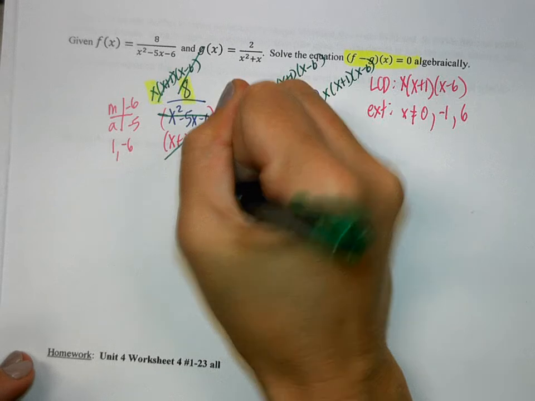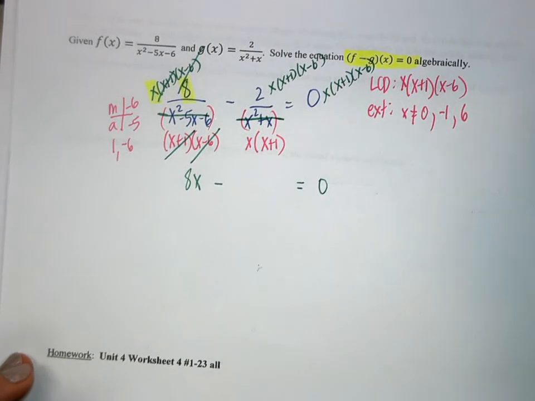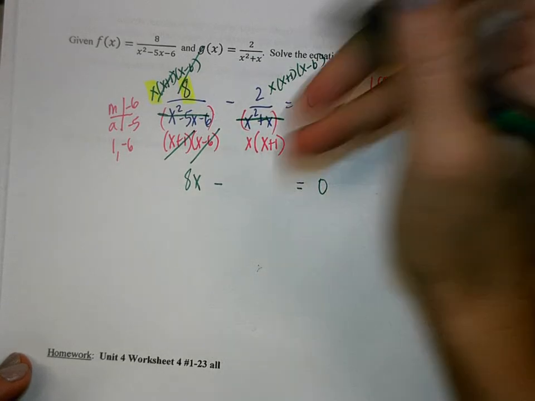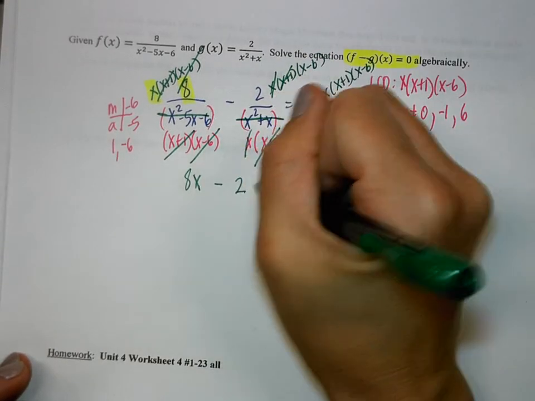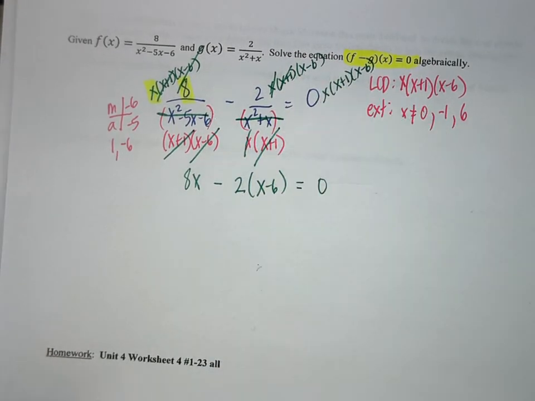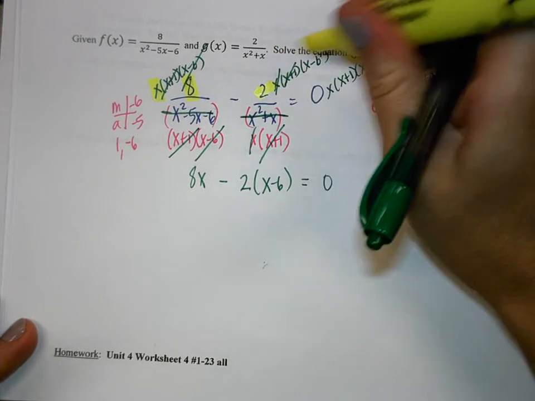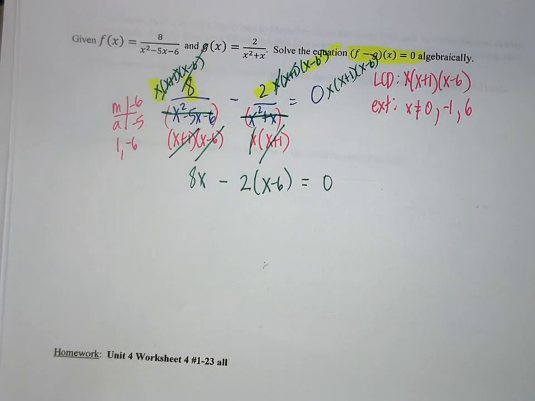Okay, and then I have minus. And on this one, what happens? X and the x plus 1s cancel. And so I have 2 times x minus 6. All right, and then you would distribute and solve, and you could finish that later, but it's not too bad. Any questions? Okay.